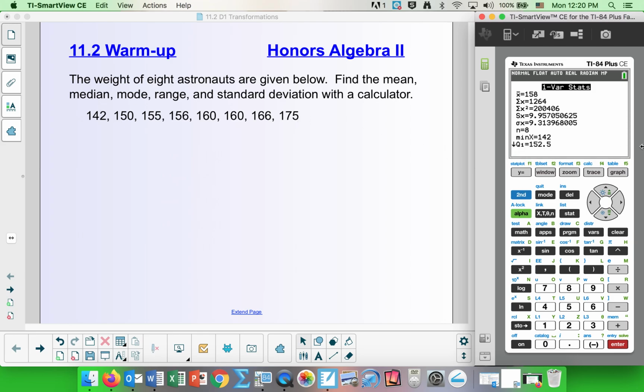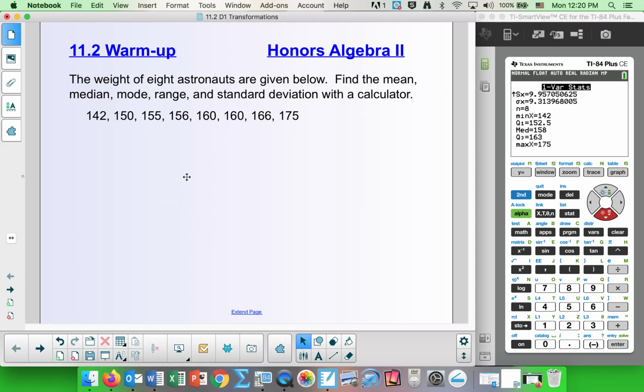And then I want to push the down arrow. And I can see minimum, Q1. There's median is 158. And there's my max. So max 175 minus the min is the range. All right. And then the mode is which one happens the most. So here we have our data. Here are our answers. The mean, the median, the mode, the range, the standard deviation.